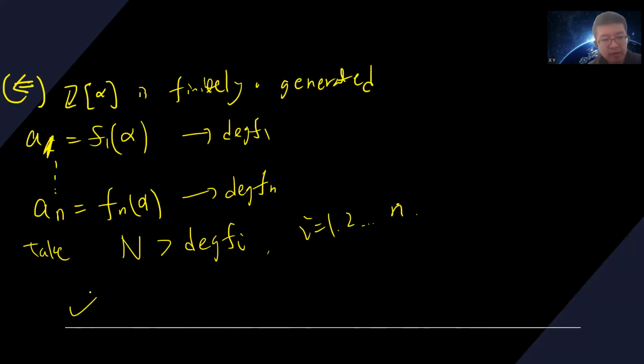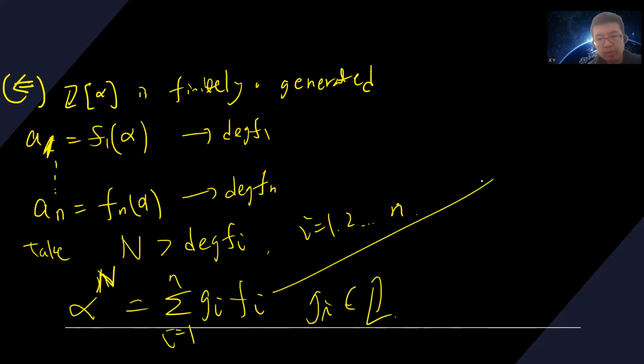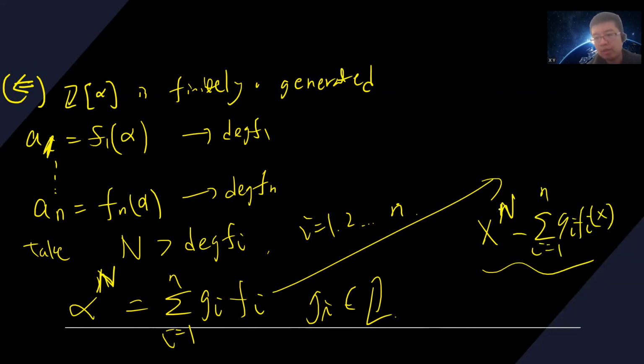And I take alpha^N. Since Z[alpha] is finitely generated, alpha^N must be a summation of g_i f_i, i from 1 to n. But this means that if you consider the equation x^N minus the sum of g_i f_i(x), i from 1 to n, then this polynomial is monic, because the degree N is larger than everything, and alpha is a root. So this proves alpha is an algebraic integer.